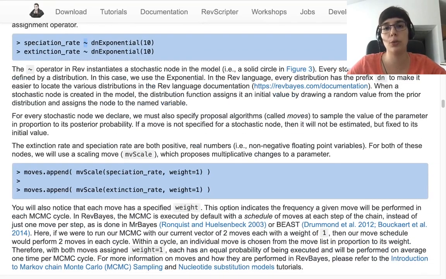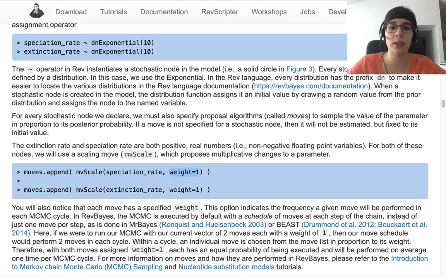We are going to use a fairly simple move here because these are fairly simple parameters. They're just one value, positive, a real number. And so we're going to use a scaling move, which is called mvScale. So this move takes two parameters. The first one is, of course, the variable on which the move operates, so here the speciation rate or the extinction rate, and then a weight parameter.